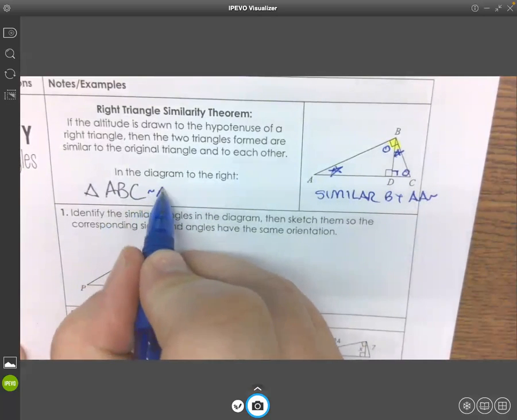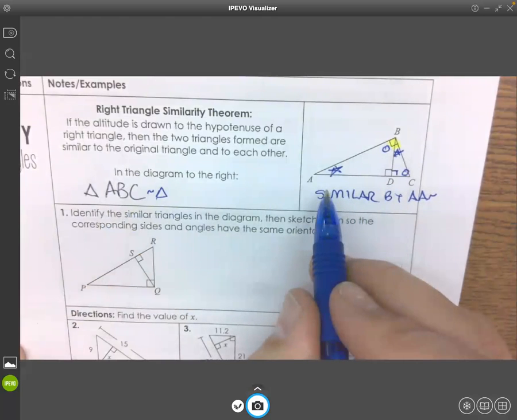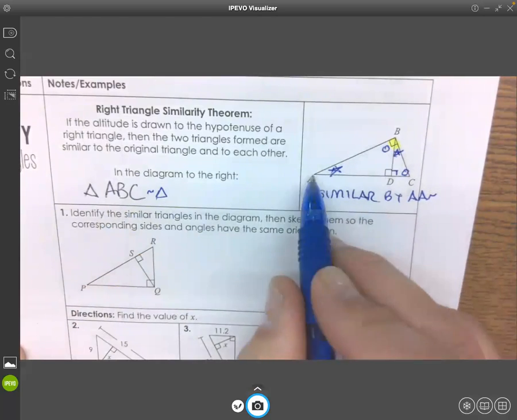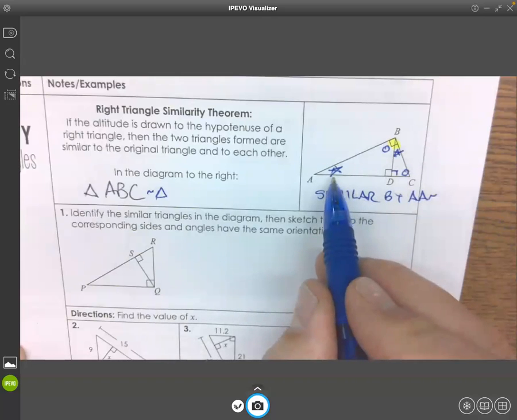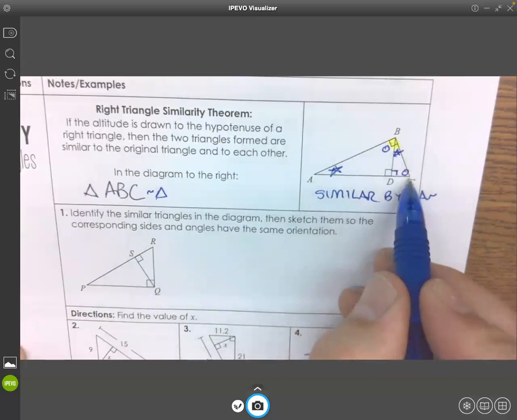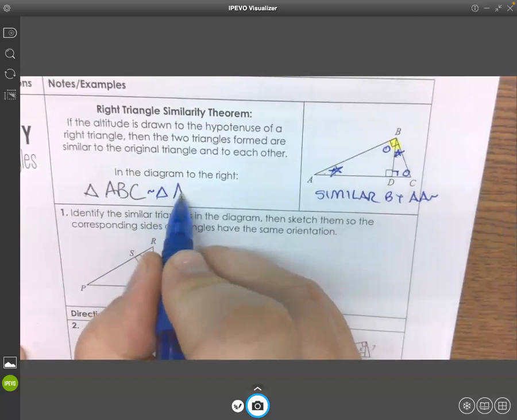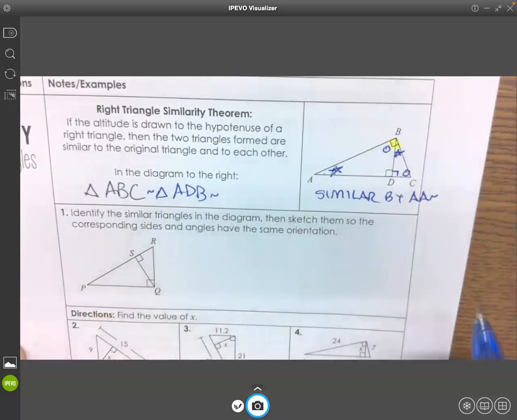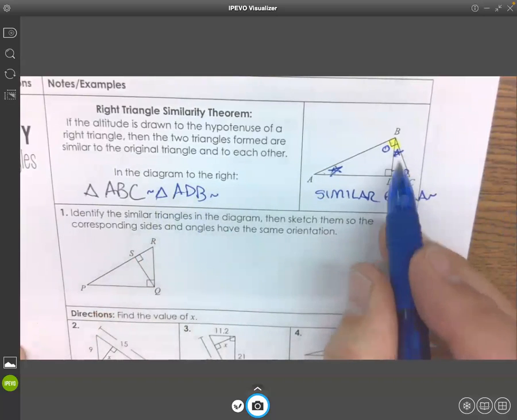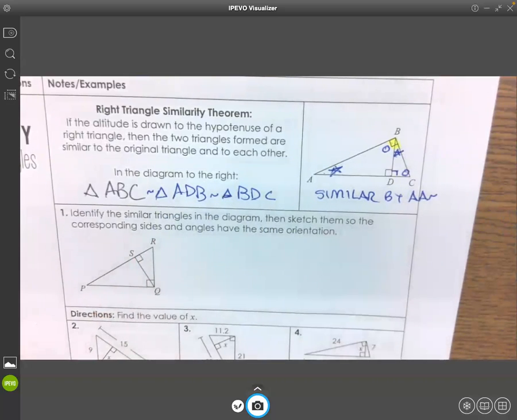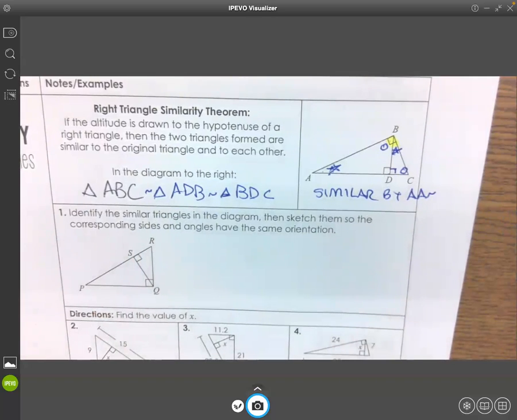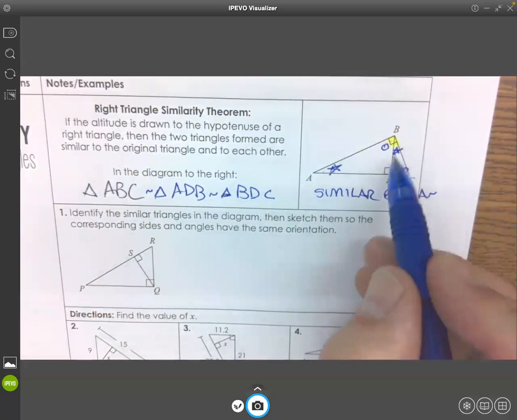And if I want to write the similarity statements here, triangle ABC, so star, square, circle, would be similar to what triangle for the medium size? Is it ABD, ADB, BAD, DAB? Star, square, circle. So star, square, circle, ADB. And then that would be similar to star, square, circle, BDC. We all okay with that? These three triangles produced, when I start with the right triangle and I build an altitude straight down to the hypotenuse, they end up being all similar.